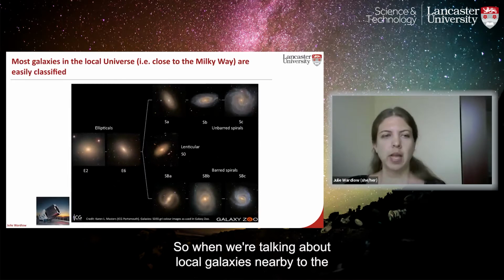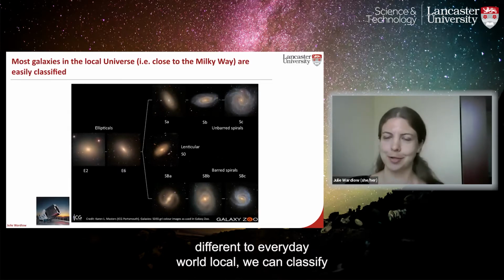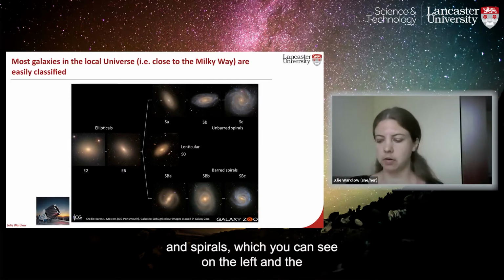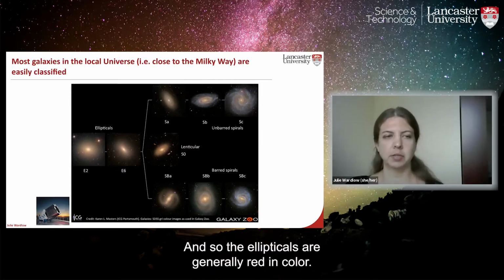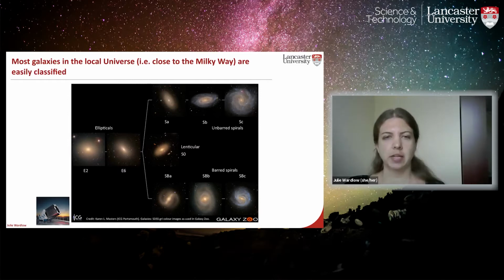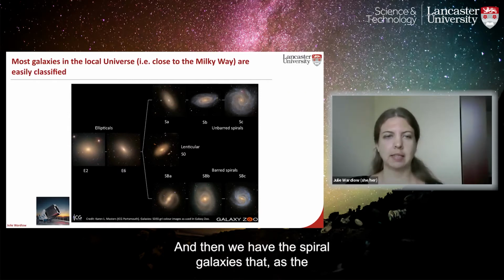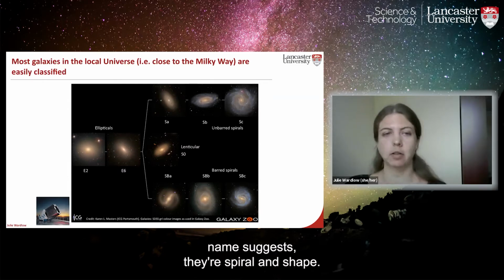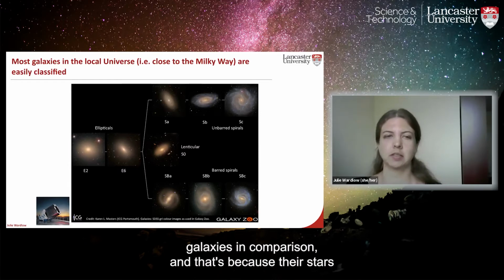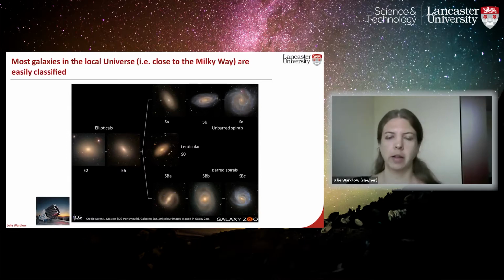So when we're talking about local galaxies nearby to the Milky Way, and of course, astronomers' local is perhaps different to everyday world local, we can classify local galaxies fairly easily into these categories, mostly ellipticals and spirals, which you can see on the left and the right here. The ellipticals are generally red in color, they don't have much structure to their shape, and they're red because they contain mostly old stars. And then we have the spiral galaxies that, as the name suggests, are spiral in shape, and they contain mostly blue stars. So they're very blue galaxies in comparison, and that's because their stars are young and they have ongoing star formation in them. And of course, our own Milky Way is one of these spiral galaxies.